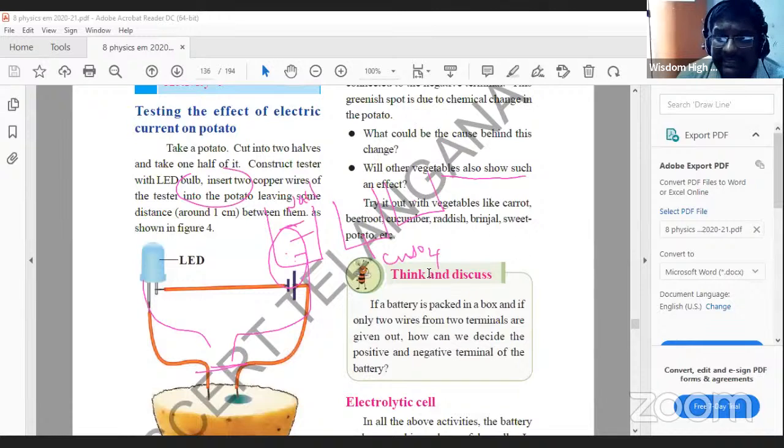Here is one to think and discuss, identify everyone. For example, we purchased a big battery in a box, with only two wires from the two terminals given. How can we decide whether it is a positive terminal or a negative terminal? We can identify it because symbols are present on the battery. Above the battery, symbols should be there.